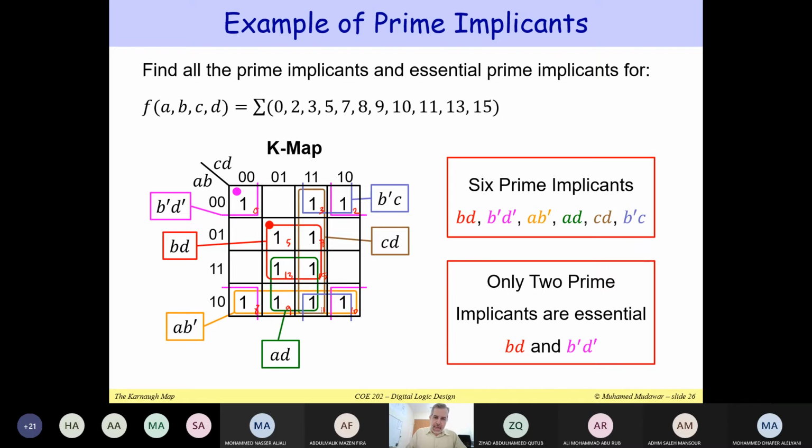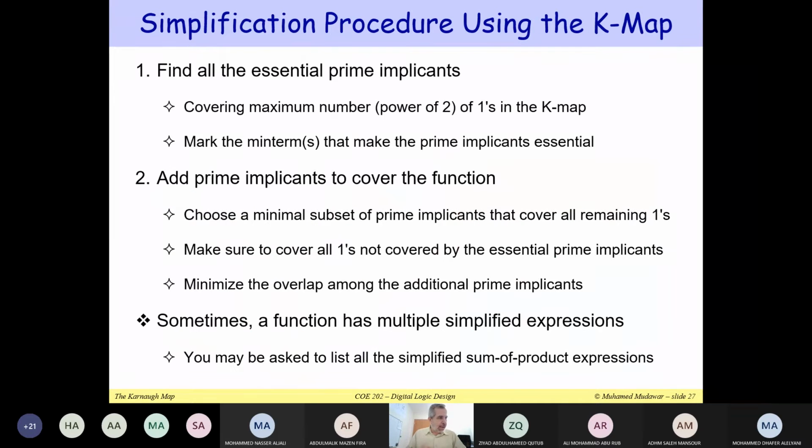So let us look at the simplification procedure. I'll come back to the same example and try to obtain the solution for this function. Step number one is to find all the essential prime implicants. What is important in order to simplify a function and obtain the minimal sum of products is to identify the essential prime implicants. And this can be easily discovered by inspecting the Karnaugh map.